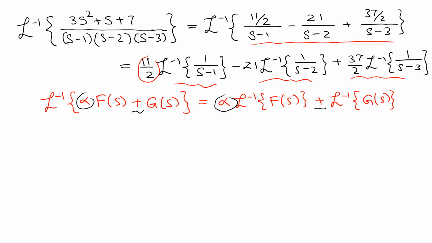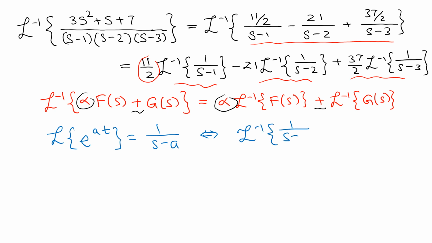Now we need to invert all of those terms. For that we use one of the special results, what we normally call the e to the at function property. If you have the Laplace transform of e to the at, it is simply going to be 1 over s minus a. Because of that, the inverse of 1 over s minus a is going to be e to the at. Remember the opposite sign. That's how we remember this one. It's always the opposite sign. That makes it easier to remember.